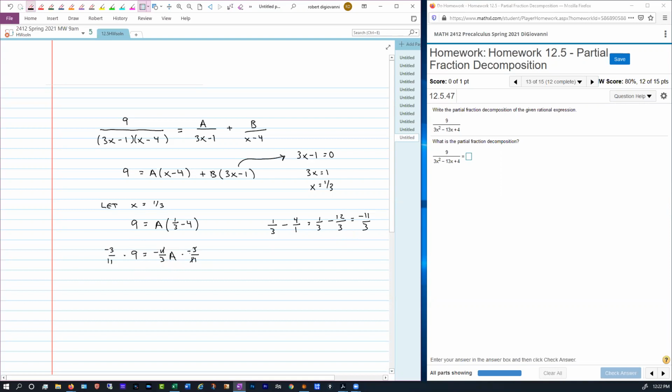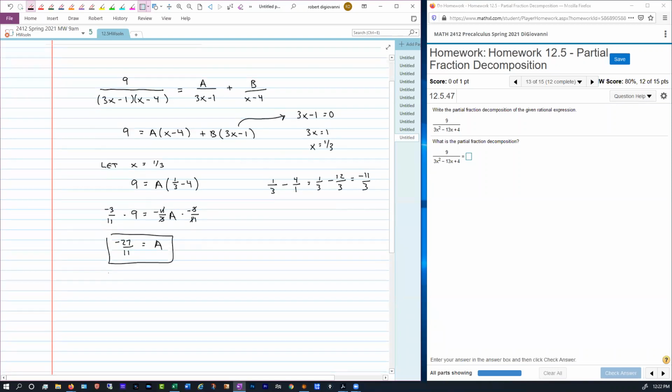So it goes 11's cancel, -3, it's all gone. So you just have the a here. And then here you're going to get -27 over 11. That's what a is. Now, to get the b, it's a little easier because we can just let x be 4. If we let x be 4, we're just going to get 9 equals, the first one's gone. Here we're going to get b, and it's going to be 3 times 4 minus 1. So that's 12, take away 1, it's 11. So we get 9 equals 11b. Divide through by 11, and you get 9 over 11.